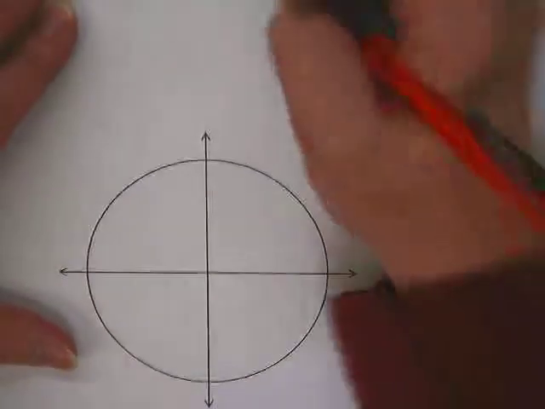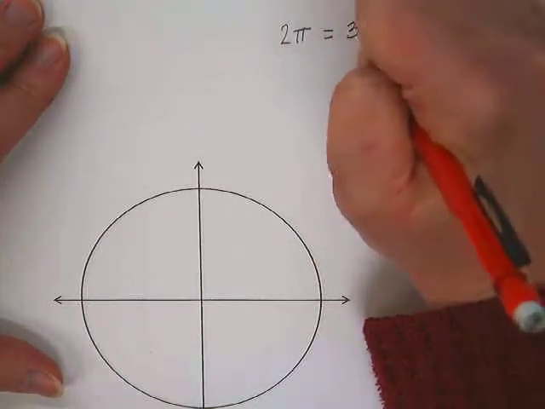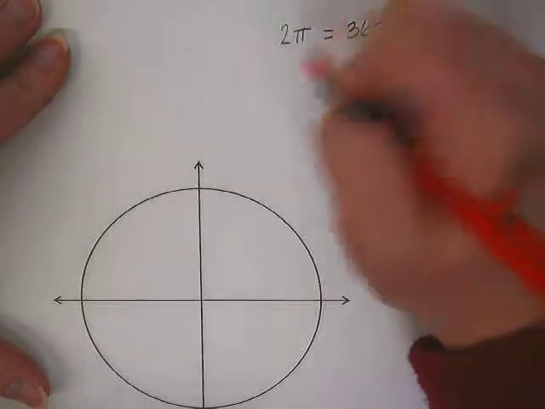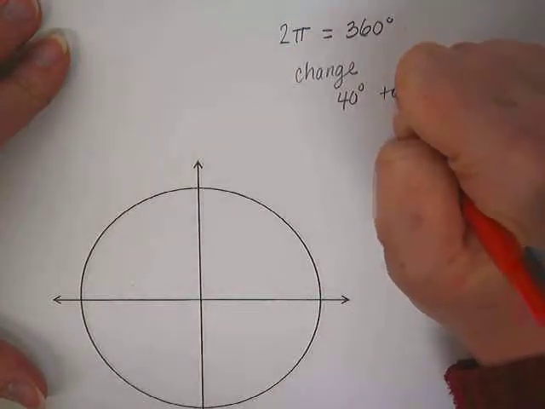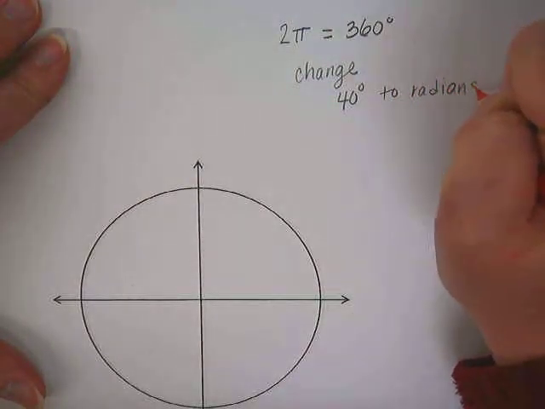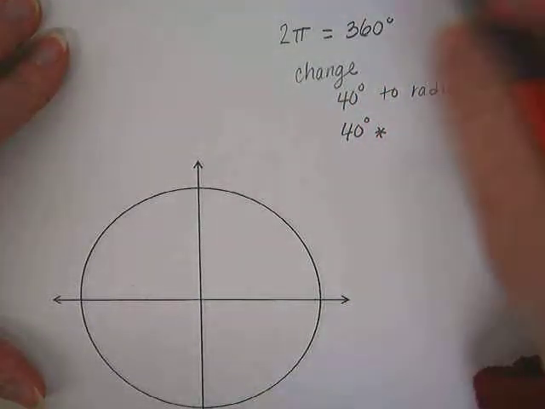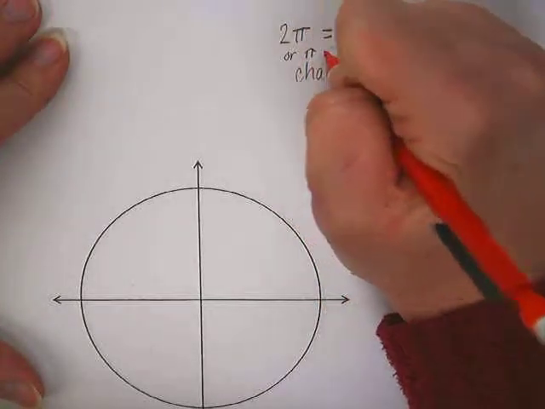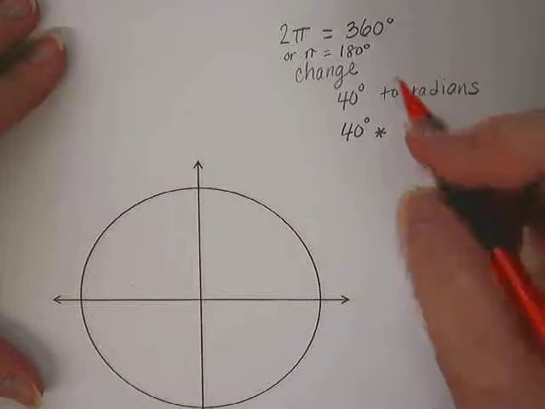So since 2 pi radians is equal to 360 degrees, that means we can change anything in degrees to radians by using a conversion factor. If we want to change 40 degrees to radians, we would just multiply it by a conversion factor, so we get 40 degrees times, we could either use 2 pi equals 360, or frequently it's just used pi equals 180 because it's already reduced that way, right? So it makes your fractions a little smaller.